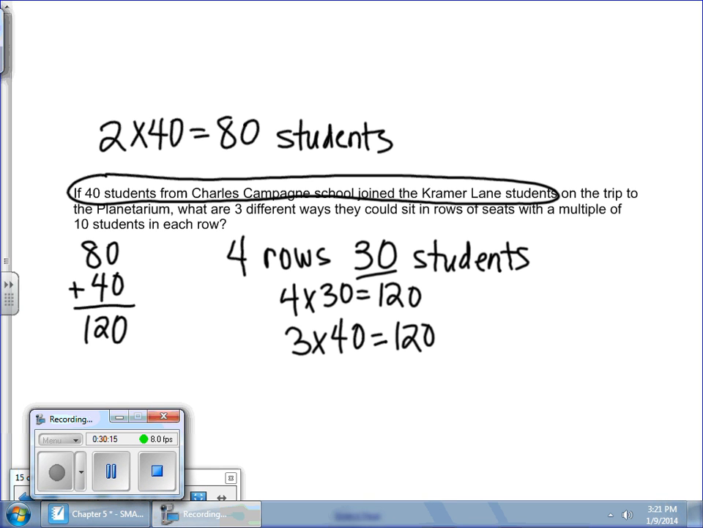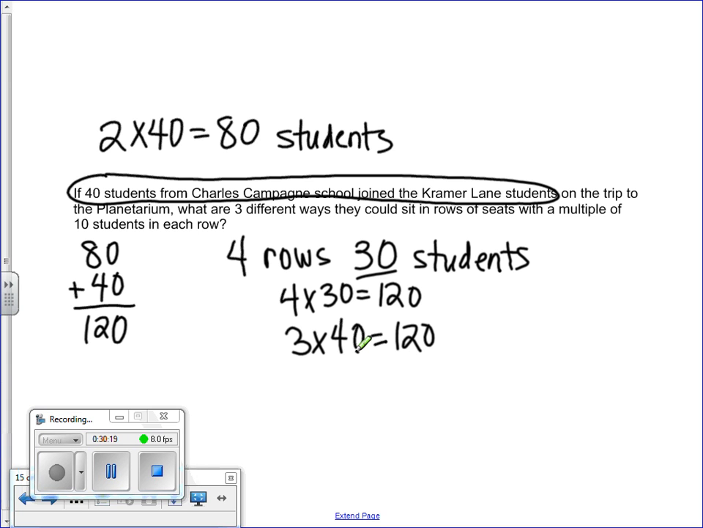Here are the other ways. We have 4 rows of 30 or 3 rows of 40. You could have 2 rows of 60 students, 6 rows of 20 students, and then the other combination would be 1 row of 120, and that would be it.